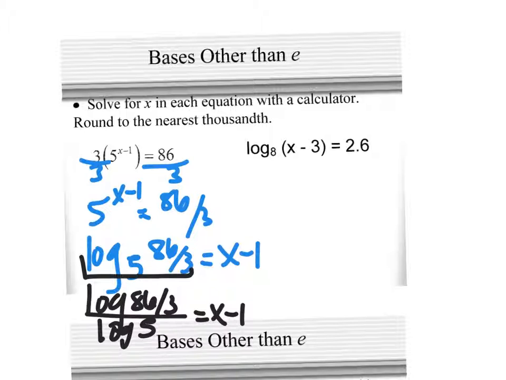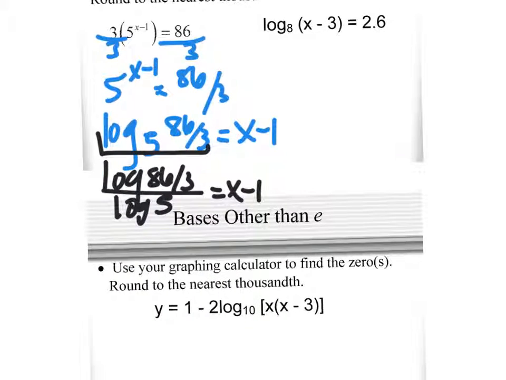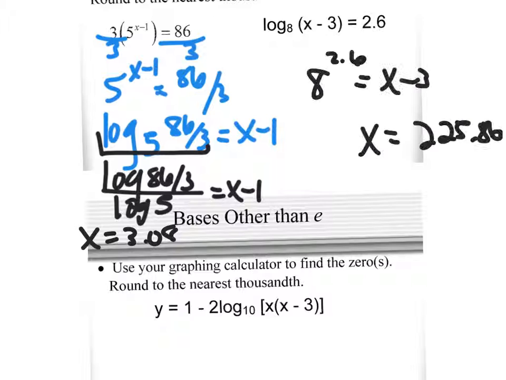And then you would just add the 1 to both sides. So what you end up with is x equals 3.08, because the log of 86 over 3 divided by log 5 is 2.08. So you'd add the 1 to both sides. Then, for the last one, I want you to try it out. Pause the video. When you come back, it'll be done for you.